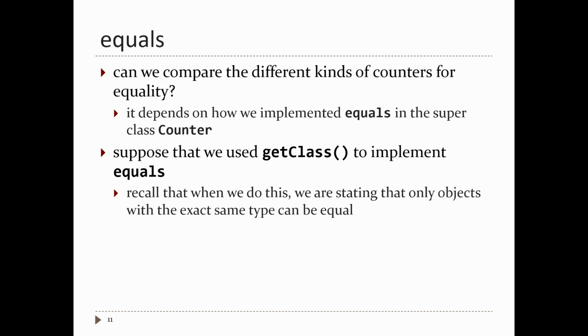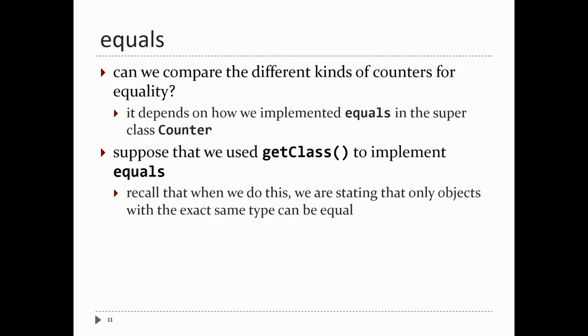All right, now what about equals? We talked about two different ways to implement equals. One uses getClass. The second alternative uses instanceof. The choice that you make between using getClass and instanceof affects whether or not equals works in an inheritance hierarchy. So can I compare different kinds of counters for equality? In other words, can I compare a StoppingCounter to a regular Counter to see if they're equal?